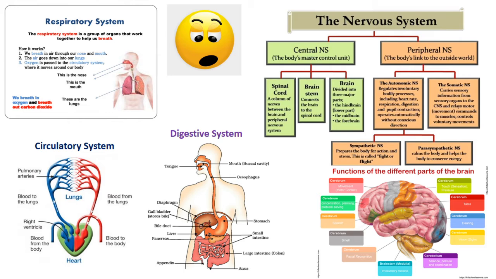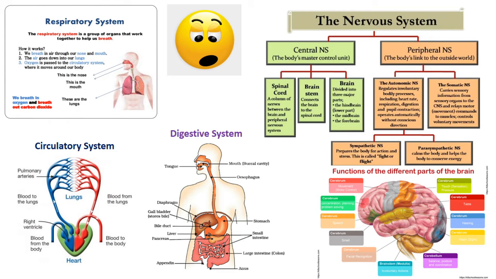And the last one, the nervous system. Again it is divided into two: central nervous system and peripheral nervous system. The central nervous system consists of the brain as well as the spinal cord. Looking into the brain, there are three parts: first is the cerebrum, next the cerebellum, and the third the medulla oblongata.